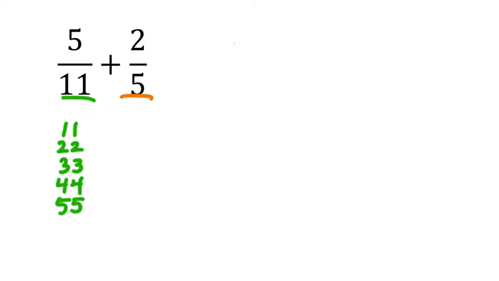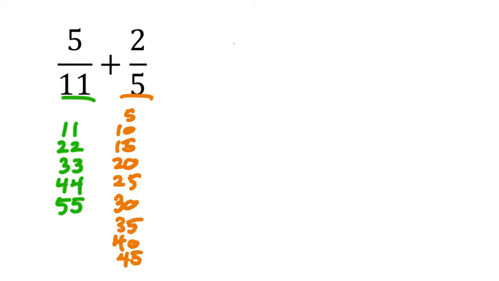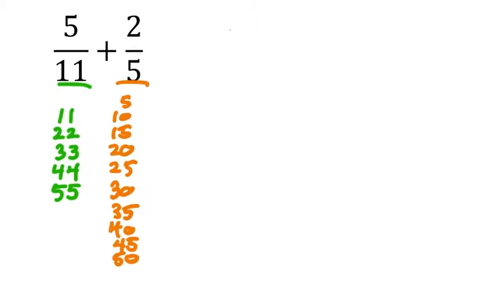Well, what about 5? Let's go and look at multiples of 5. Is 55 a multiple of 5? It should be because it has a 5 in the ones place value, but let's just make sure. 5, 10, 15, 20, 25, 30, 35, 40, 45, 50. I did run out of space there, dang it. Just a little bit of space. 55, there it is. So we see 55 and 55, they're common multiples of 11 and 5, okay?